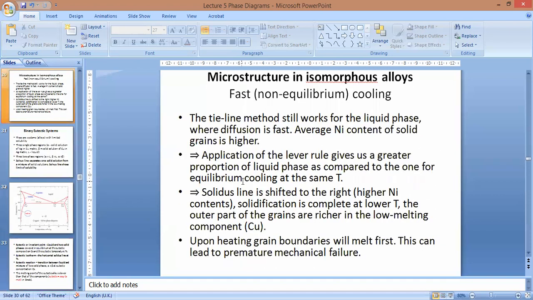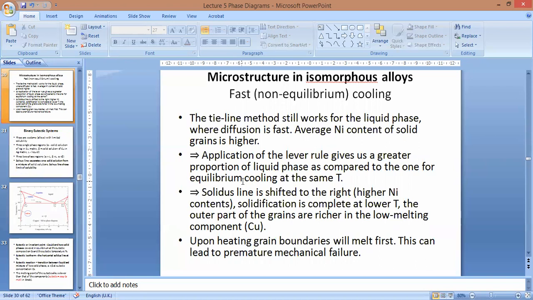What else? However, it still works for the liquid phase, the tie line method, where diffusion is fast. The average nickel content of solid grains is higher. However, the application of the lever rule gives us a greater proportion of the liquid phase as compared to the one for the equilibrium cooling at the same temperature. So there are variations also in results even with the liquid phase when it comes to the equilibrium cooling and the non-equilibrium cooling. And the solid line is shifted to the right, higher nickel content.